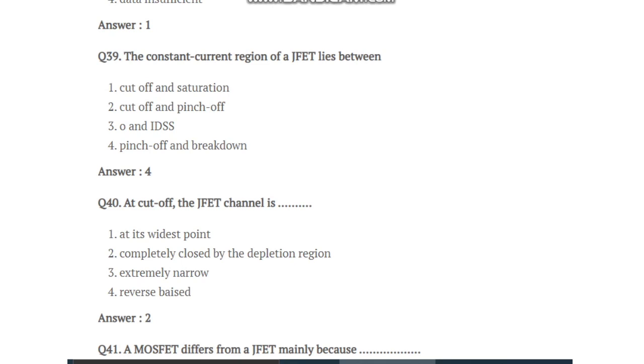Remaining questions we will see in the next part, and in the next part we will start with the last unit, that is sensors and transducers.